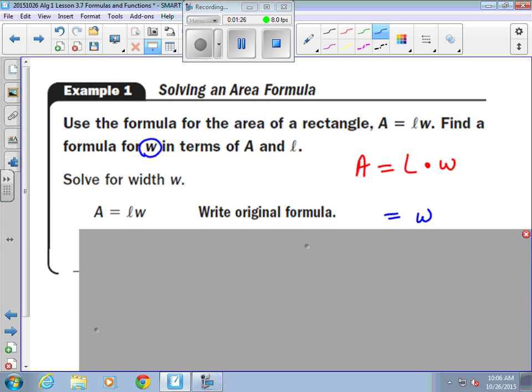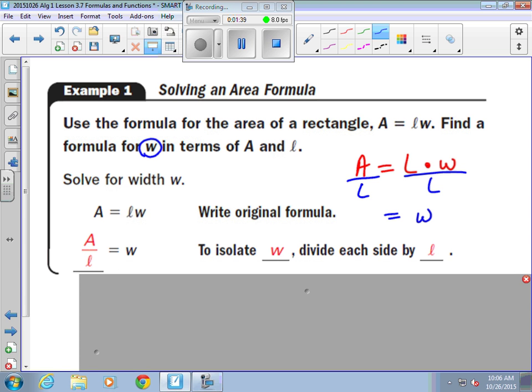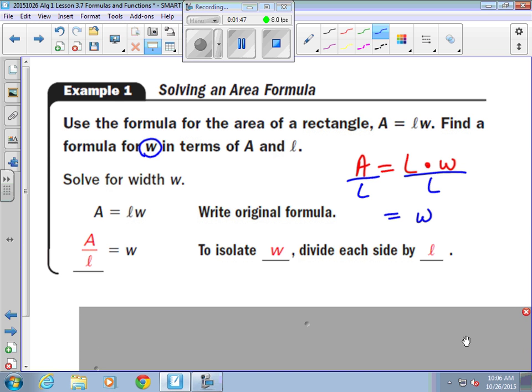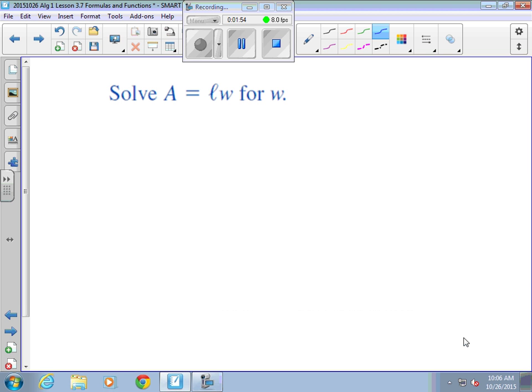So we know how to undo multiplication. We divide. When you divide one side, you want to divide by everything that's not W. L is what's not W. You divide the right by L, you divide the left by L, and you get A over L is equal to W. Simple as that. No numbers involved. Remember, you don't undo numbers. You undo operations. On the back, same formula, A is equal to LW. This time, solve for L.